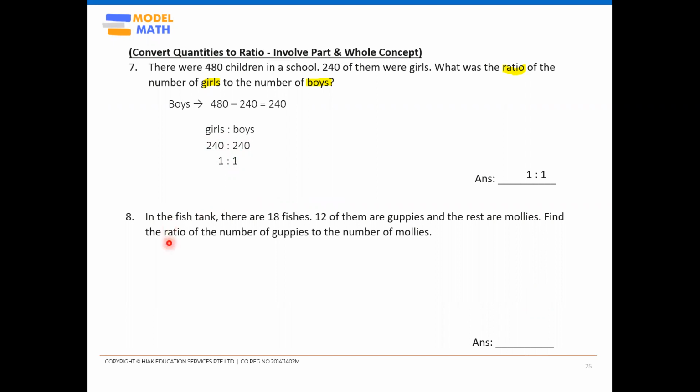So question 8. In the fish tank, there are 18 fishes. So 12 of them are guppies and the rest are mollies. Find the ratio of guppies to mollies. So again, if you look back at the question, what they require is guppies to mollies. So you can underline or highlight that first, guppies to mollies. So later on, make sure in your title, you have written down guppies to mollies and not the other way around. Okay, you must always read the question and see what ratio they require.